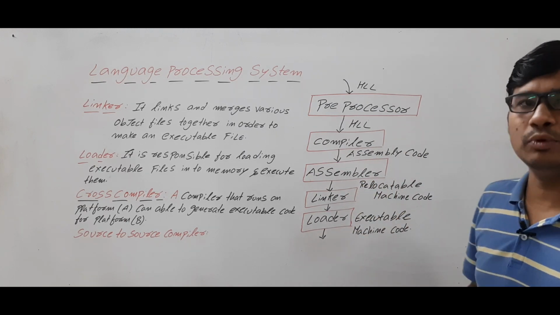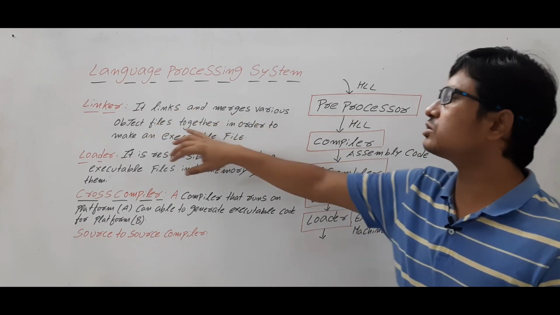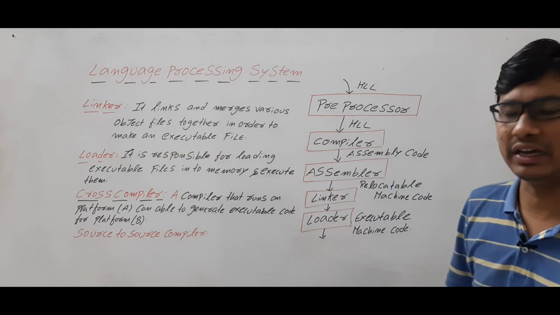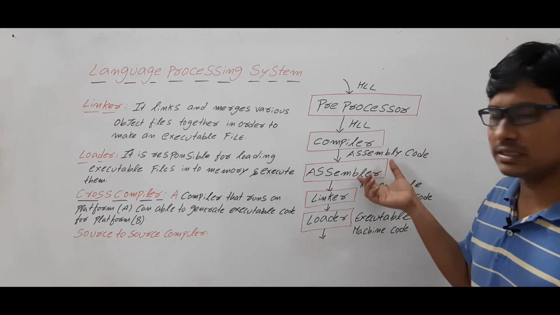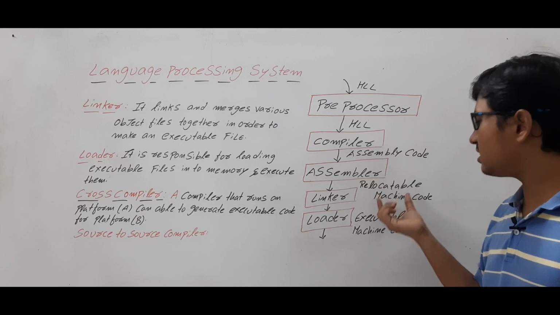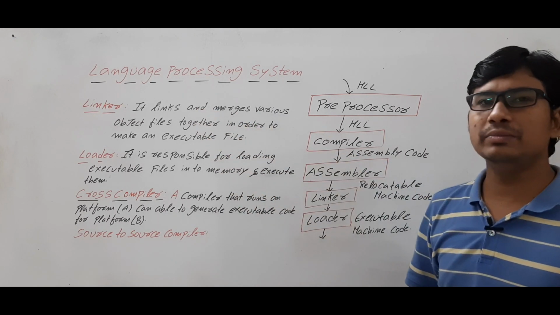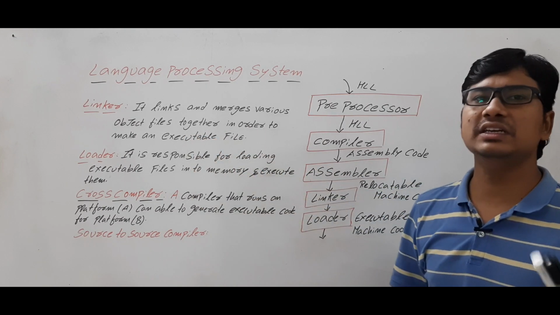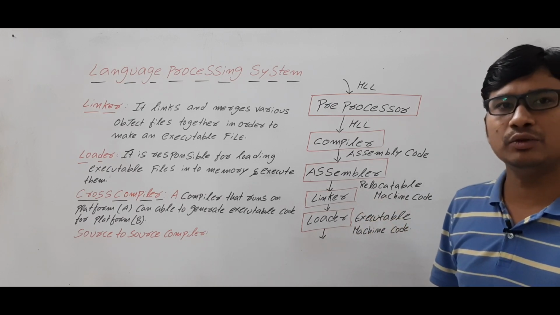Now let me discuss the linker. The linker links and merges various object files together in order to make an executable file. So if you have a certain number of object files, the assembly code is given to the assembler, and the assembler generates the relocatable machine code. Now what will the linker do? It links and merges various object files together and makes a single executable file. That executable file the linker will give to the loader.